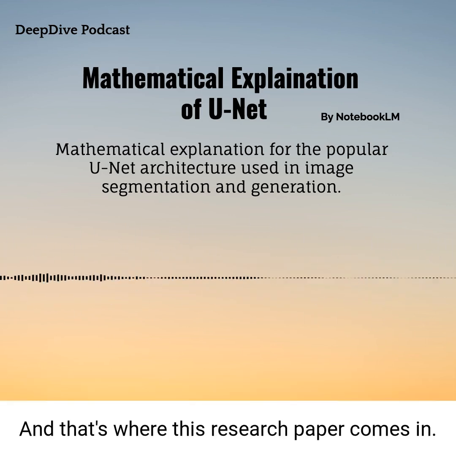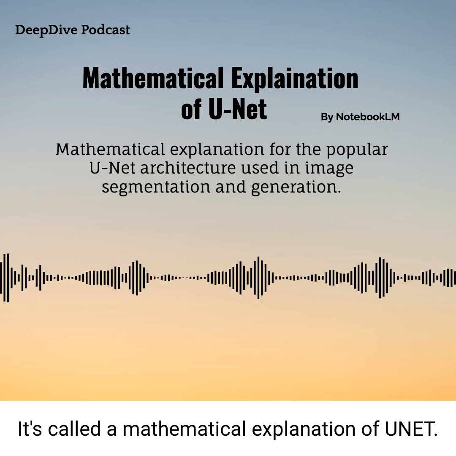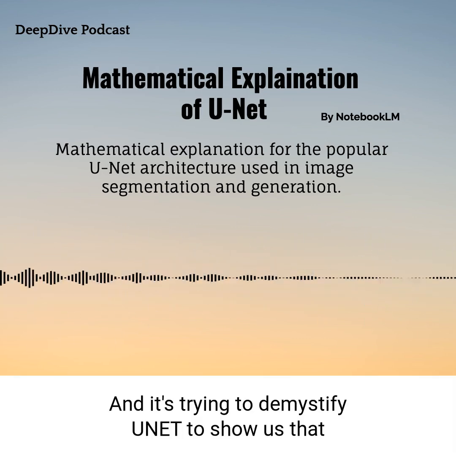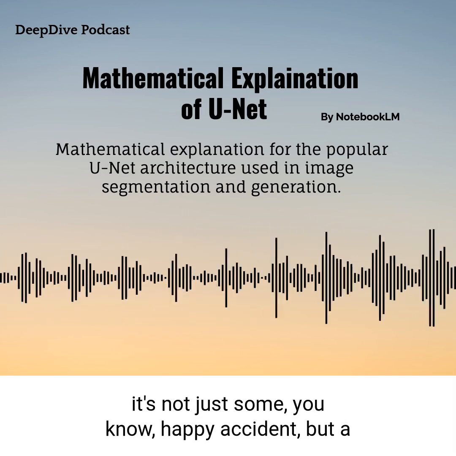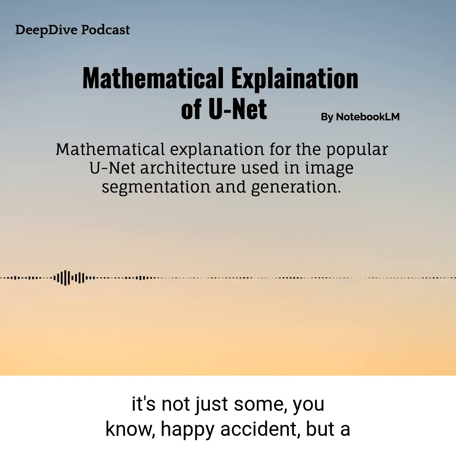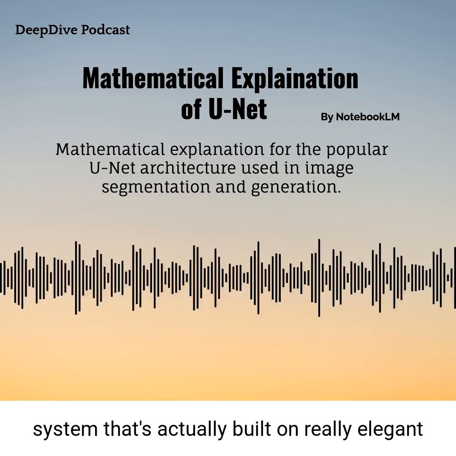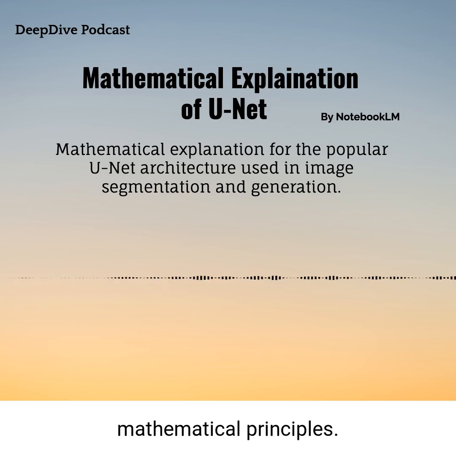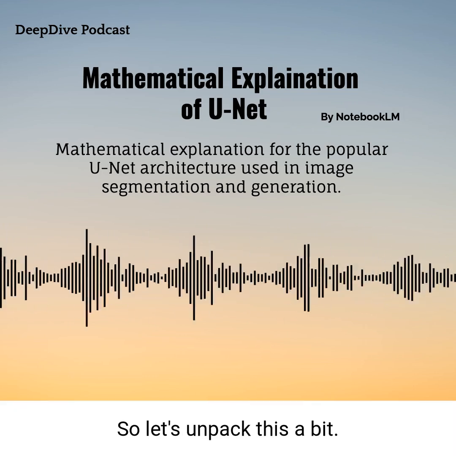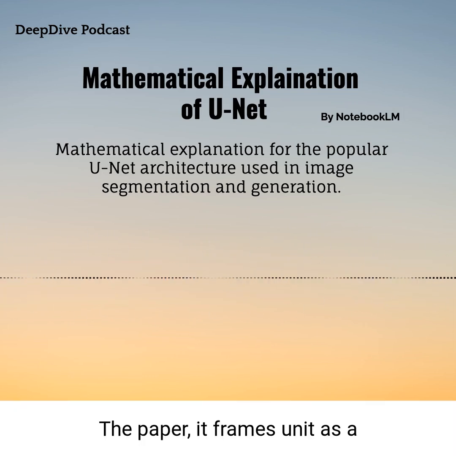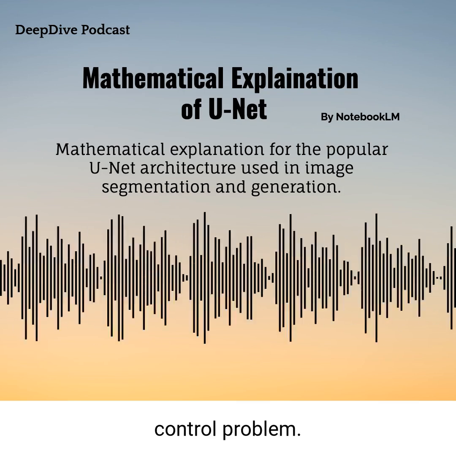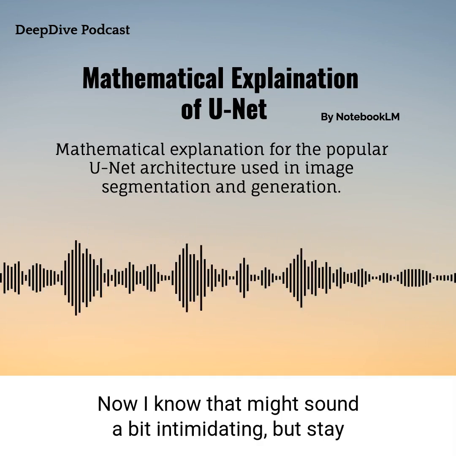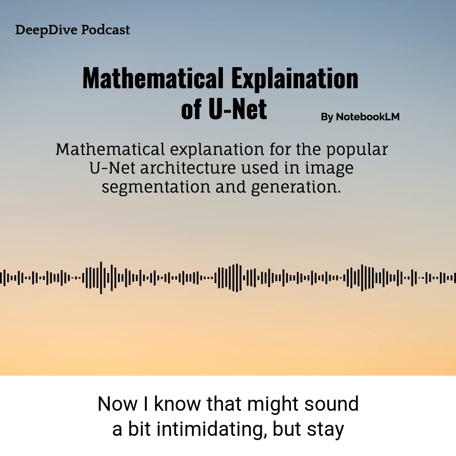Exactly. And that's where this research paper comes in. It's called A Mathematical Explanation of UNet. And it's trying to demystify UNet to show us that it's not just some happy accident, but a system that's actually built on really elegant mathematical principles. Okay, so let's unpack this a bit. The paper frames UNet as a control problem. Now, I know that might sound a bit intimidating, but stay with me.